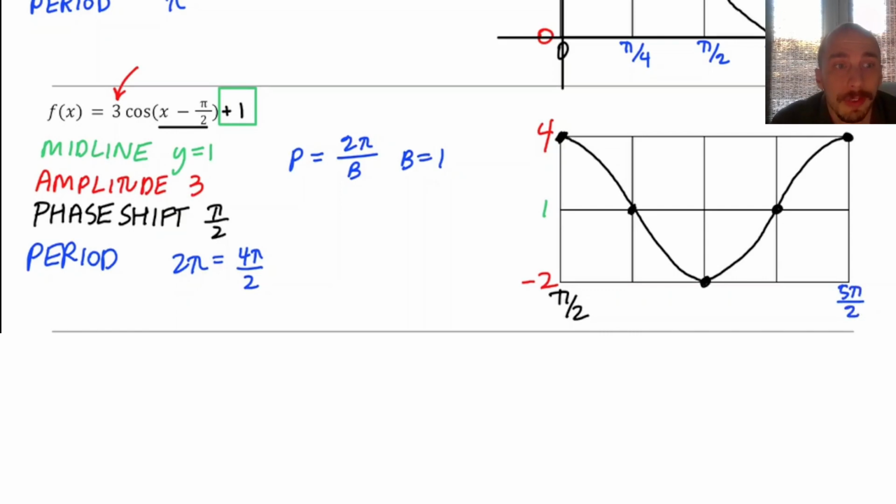And, well, if you think about it, if I've got 4 squares and the period is 4 pi over 2, each of those squares is going to be 1 pi over 2. And so that'll be kind of useful. 2 pi over 2, 3 pi over 2, 4 pi over 2, and 5 pi over 2. And here I've made myself a really good graph.